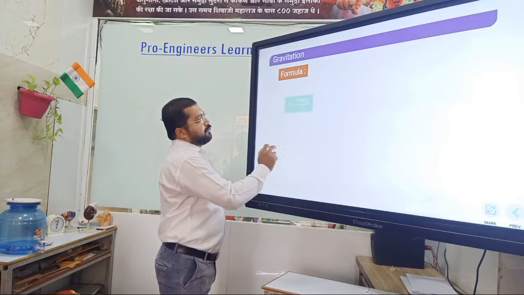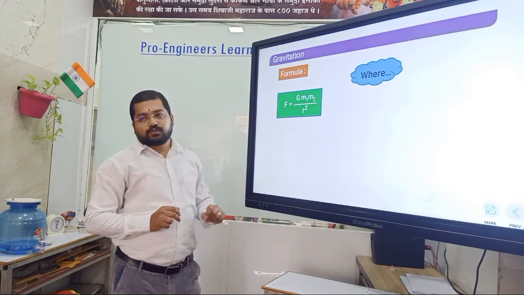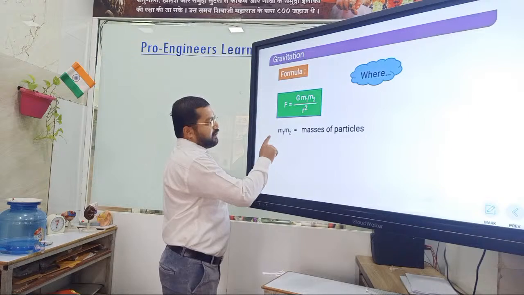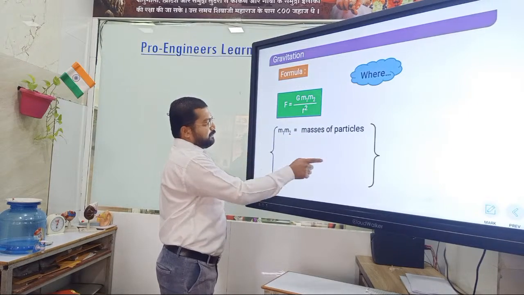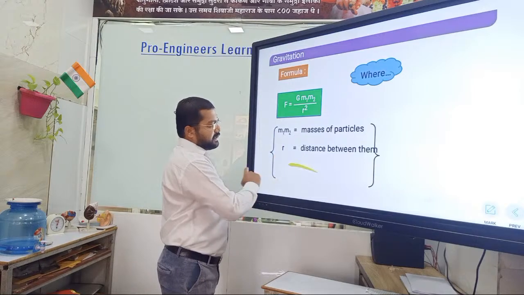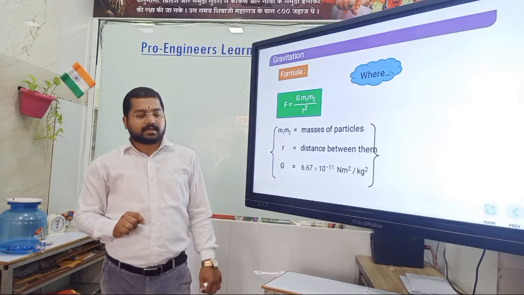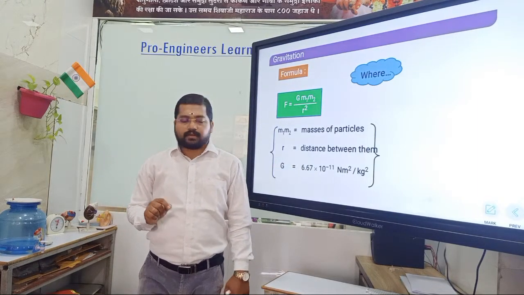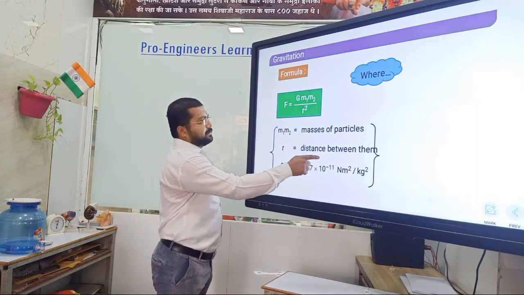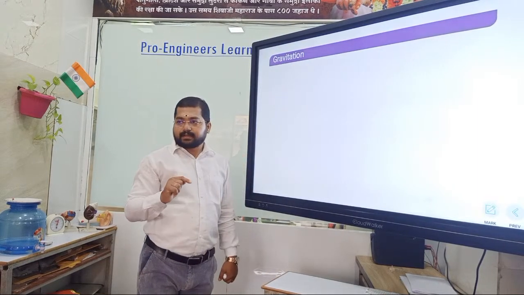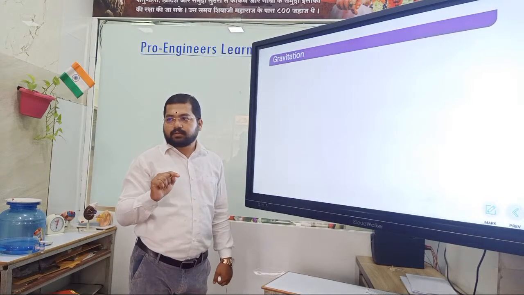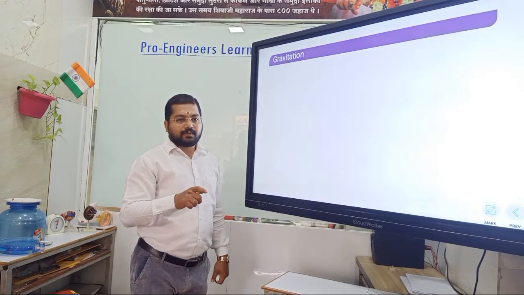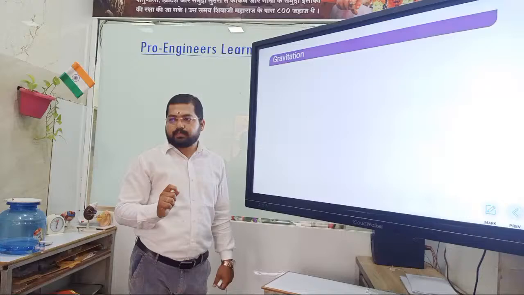So the formula which we have studied is F is equal to capital G m1 m2 upon r square, where m1 and m2 are the masses of the particles, r is the distance between them, and the value of capital G is 6.67 into 10 raised to minus 11 Newton meter square per kg square. Right? Those who want to note it down again can click on the link, pause the video and note it down again, because now we don't have to waste our time noting down each and every step mentioned on the screen.